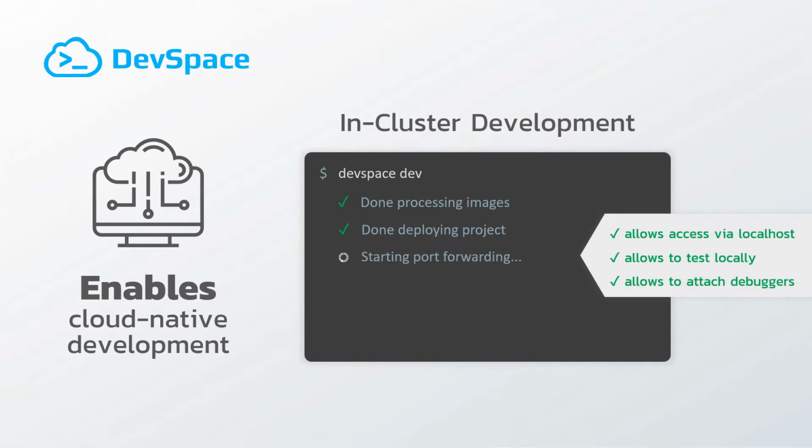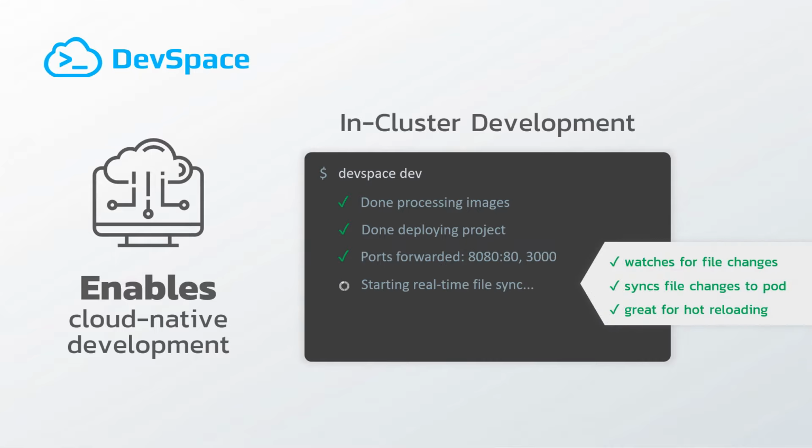First, DevSpace starts port forwarding for the ports you specify. This allows you to access your services and containers directly via localhost, which makes it very easy to test your application in the browser or to attach a remote debugger. Then, DevSpace starts the bidirectional file synchronization. That means that DevSpace watches your local file system as well as the remote file system of the containers for changes and is able to synchronize file changes in real time. This is especially handy for using hot reloading during development.